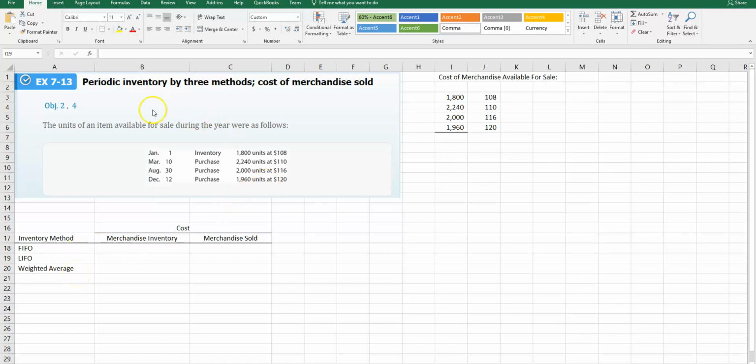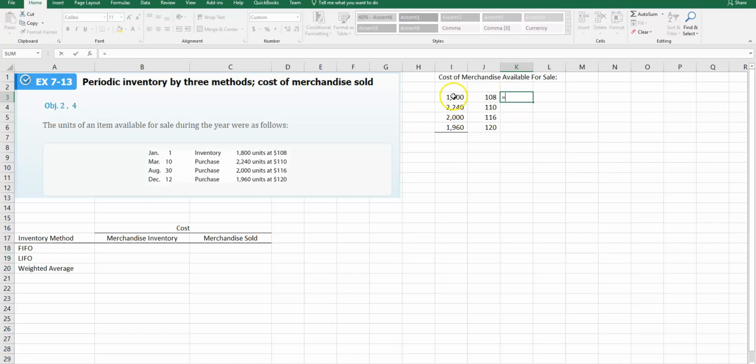The first thing we're going to do is look at our setup here. We have a beginning amount in inventory, and then 3 purchases after that: March 10th, August 30th, and December 12th. So how we're going to approach this is we're first going to calculate the cost of merchandise available for sale. And you can see here all I've done is copy this information over to here so that I can come up with the total for each one of these.